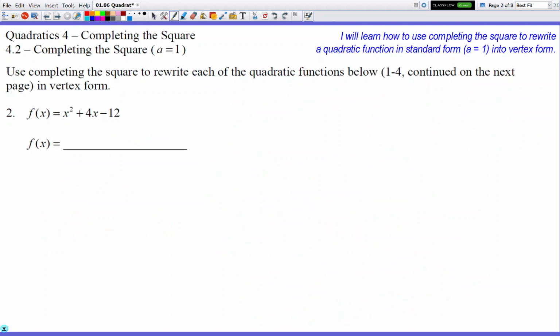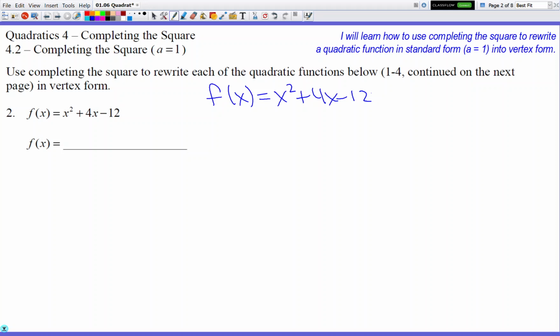Let's write our problem on the side so I know what I'm going to have to work with. I have f(x) = x² + 4x - 12. We have a brand new number in the middle. It's not negative 8. This time we have positive 4.